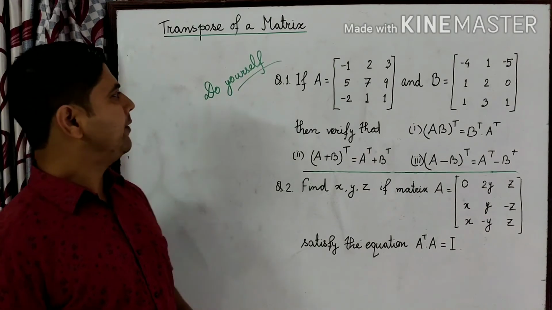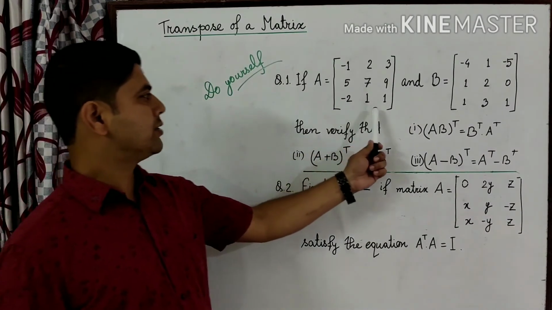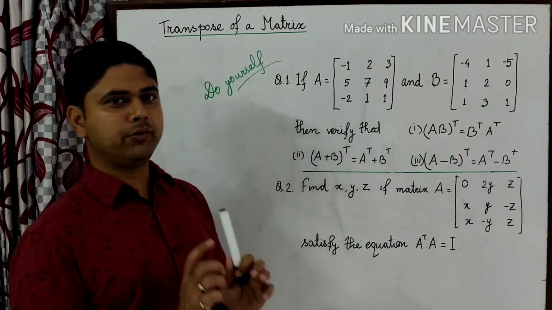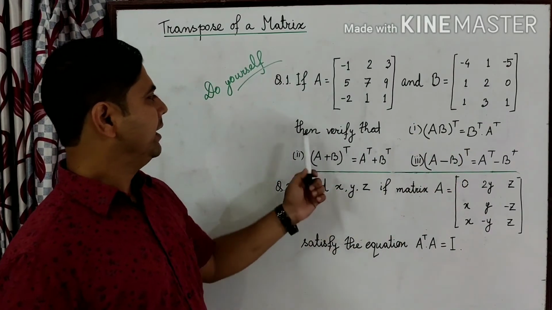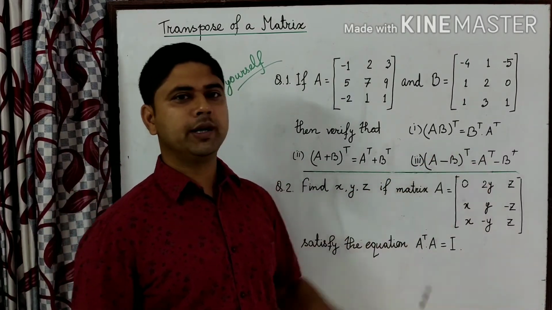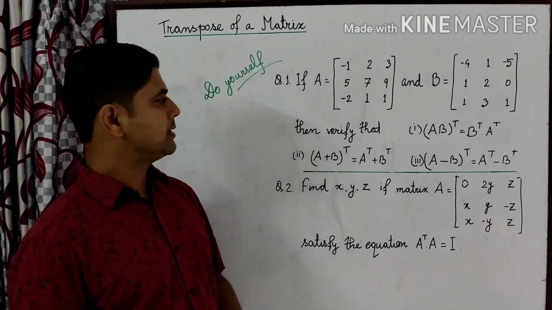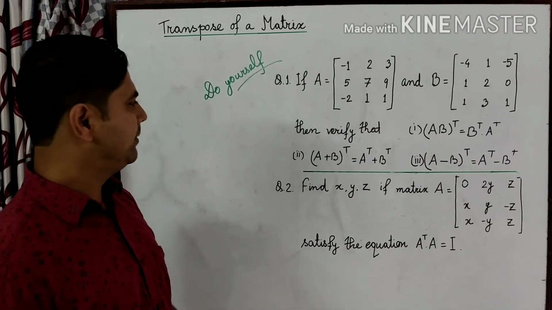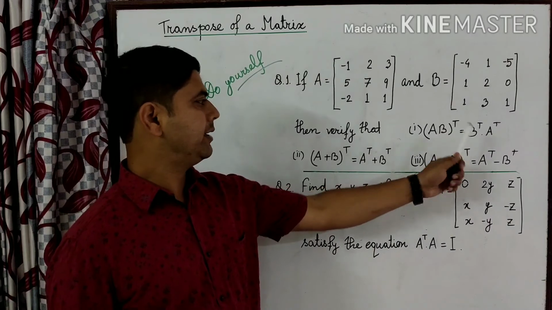Okay, the first one is what? If A is a matrix, its order is what? 3 by 3. This one also what? 3 by 3. We consider two matrices of order what? 3 by 3. Then verify that AB whole transpose equals B transpose into what? A transpose. Okay, the same procedure which I have already done. Okay, the last problem, same procedure you can find it.